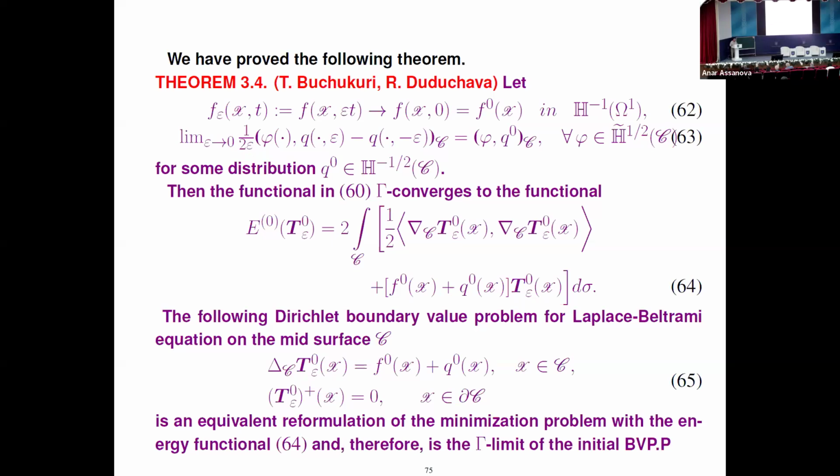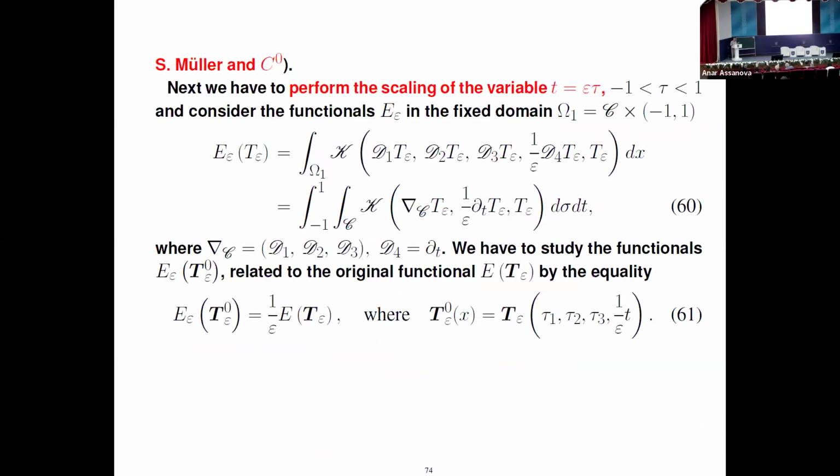The following Dirichlet boundary value problem is equivalent. Now we get the energy functional on the surface, the mid-surface. But what kind of boundary value problem on the mid-surface corresponds to this energy functional? It's here. Boundary value problem 65 corresponds to the energy functional 64.